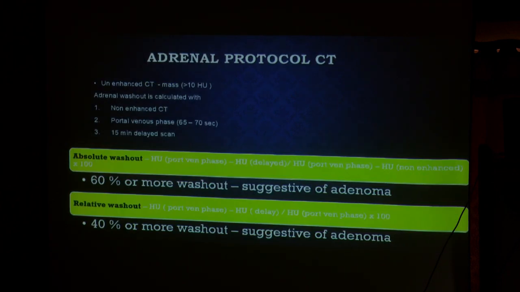These are the two CT indices. One is absolute washout and the other is relative washout. For calculating this, you have to do an adrenal CT protocol. You have to obtain three sets of images. One non-enhanced image, another is a portal venous image obtained between 65 to 70 seconds. The last one is a 15-minute delayed scan, and you have to make the calculation. If the absolute washout is more than 60%, it is suggestive of adenoma, and if the relative washout is more than 40%, it is suggestive of adenoma.